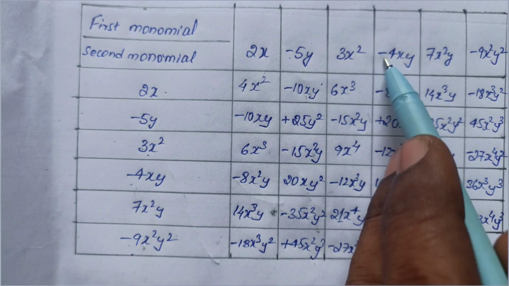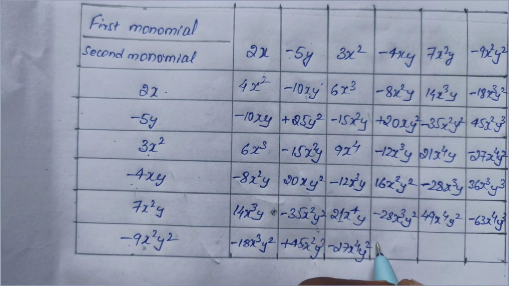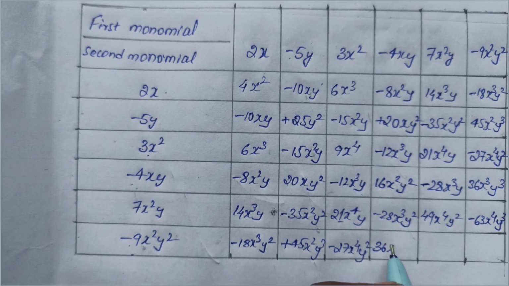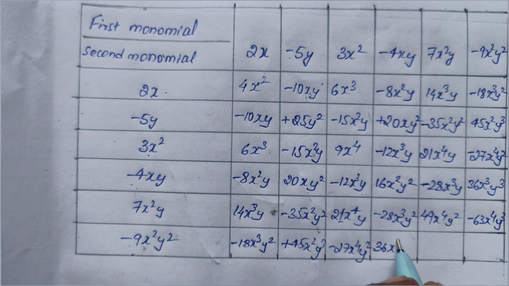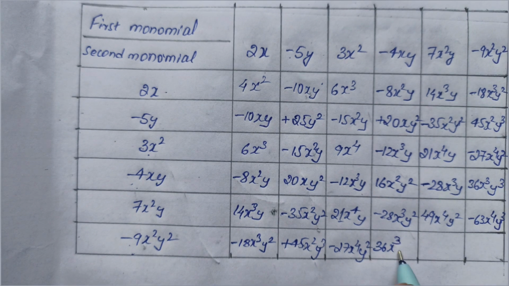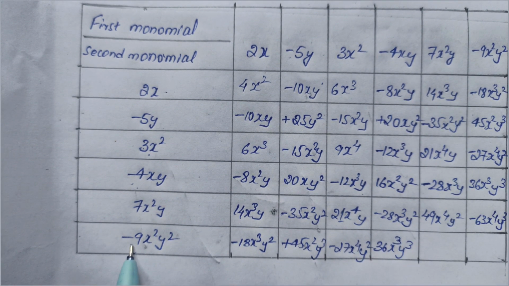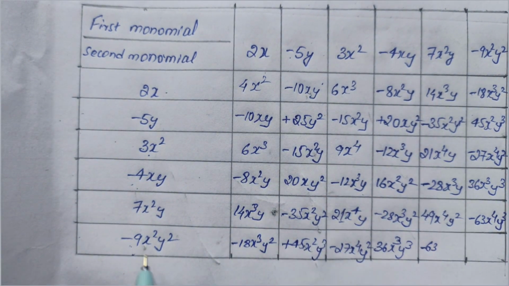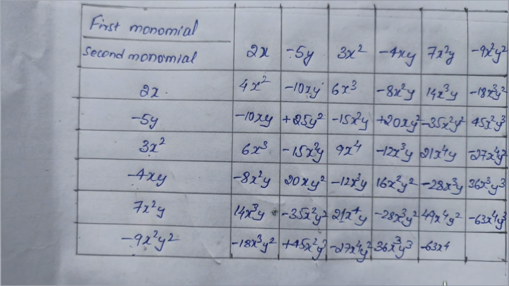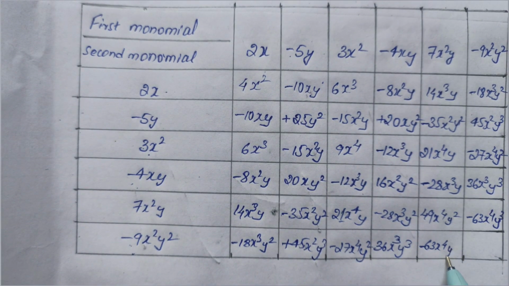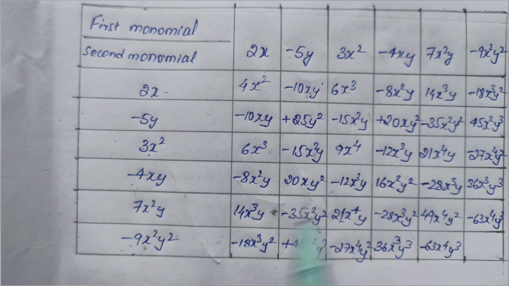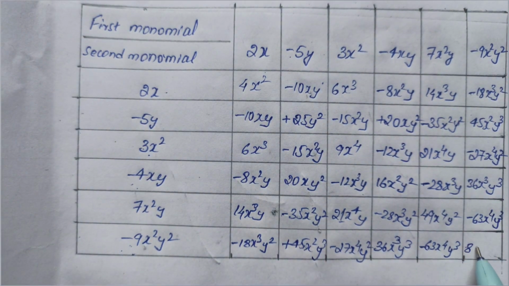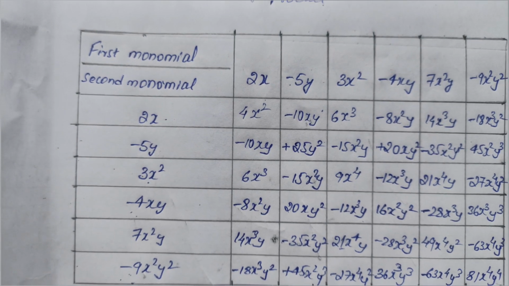Now minus into minus is plus. 9 4s are 36. x square into x is x cube, y square into y is y cube. Minus into plus is minus, 9 7s are 63, x square into x square is x raised to 4, y square into y is y cube. Now minus into minus is plus, 9 9s are 81, x square x raised to 4, y square y raised to 4. That ends the question number 3.